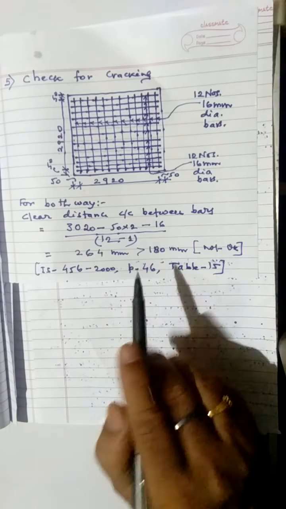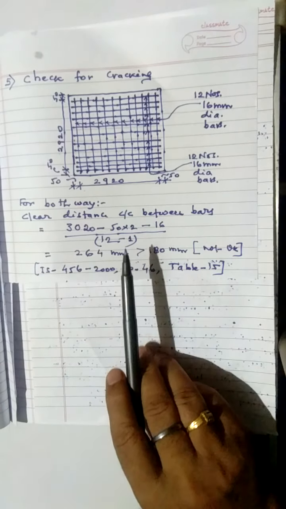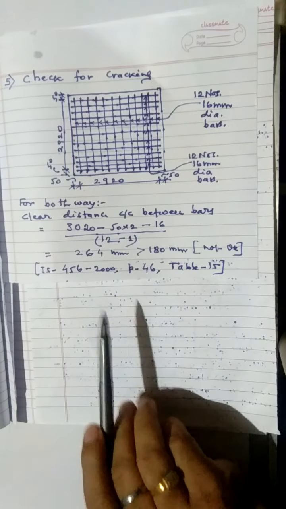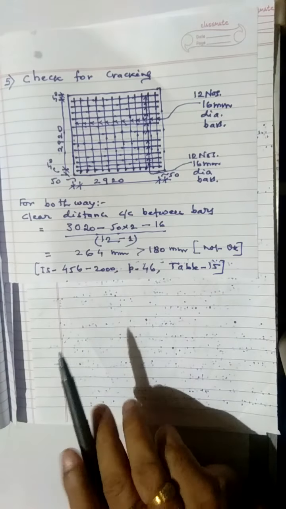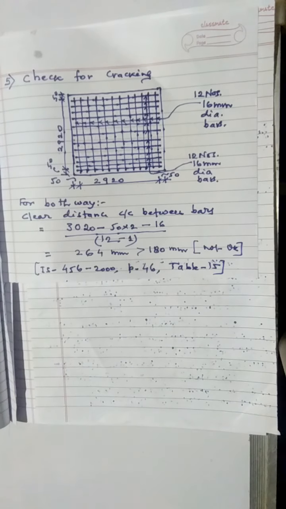So this way we have designed the area of steel in footing, we have decided the depth of the footing, and we have applied a check for cracking in the footing.